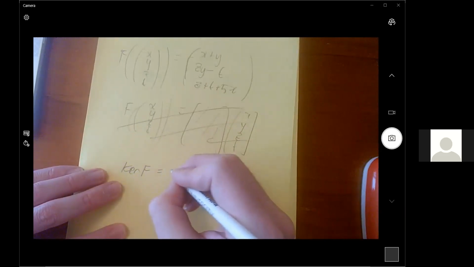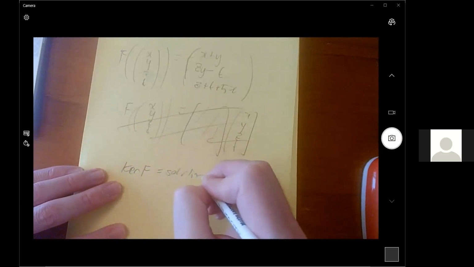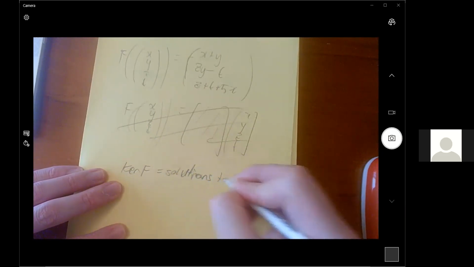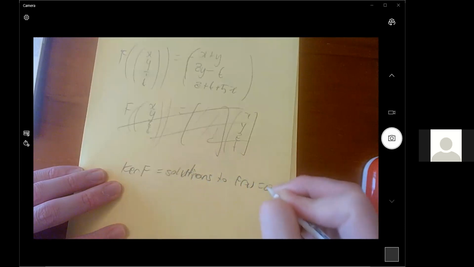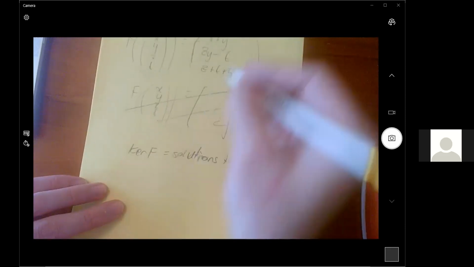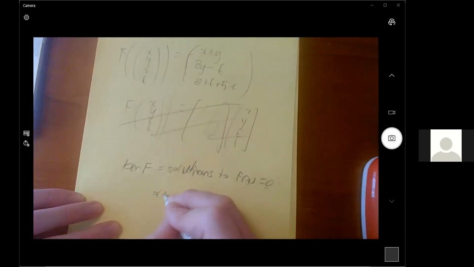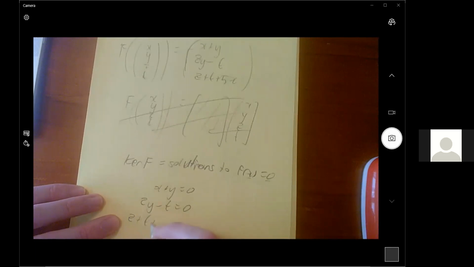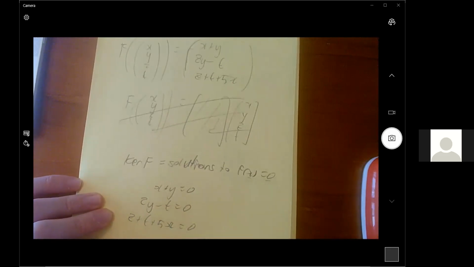the solutions to f of x equals 0. That's what that is. And so if this is 0, you'd need x plus y to be equal to 0 and 2y minus t to be equal to 0 and z plus t plus 5x to be equal to 0. And you could attempt to solve that directly and turn it into a matrix from there without technically finding the matrix first.